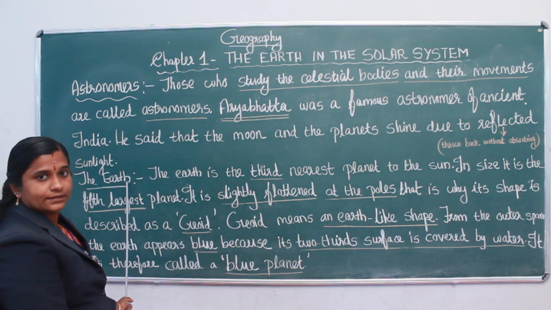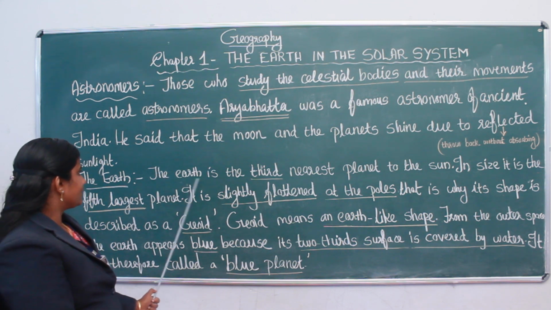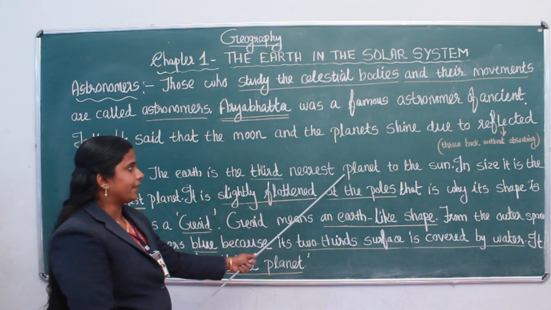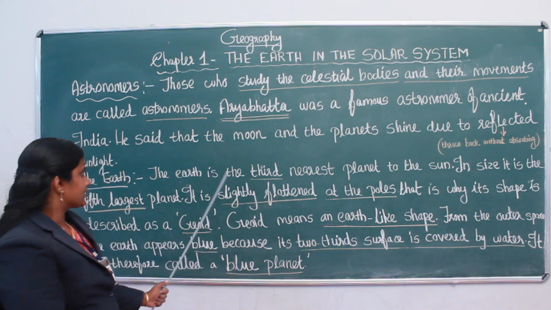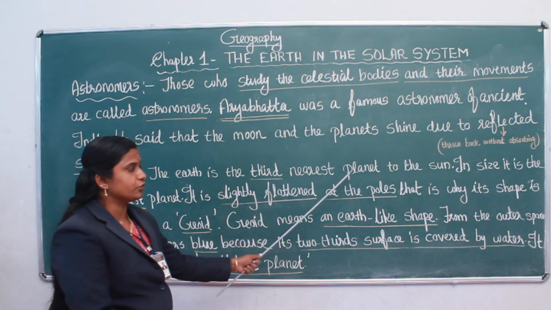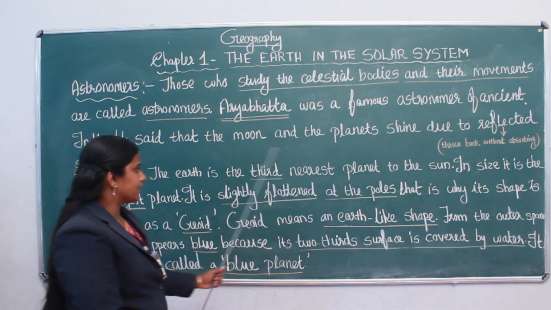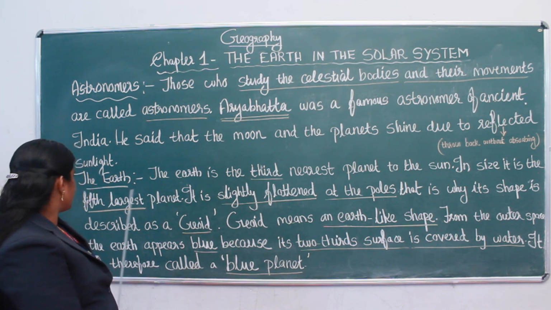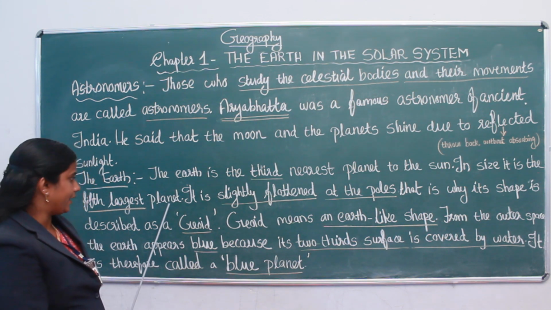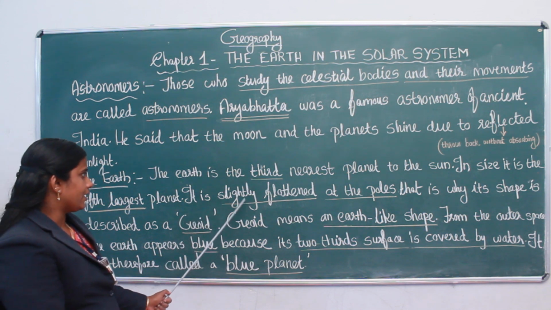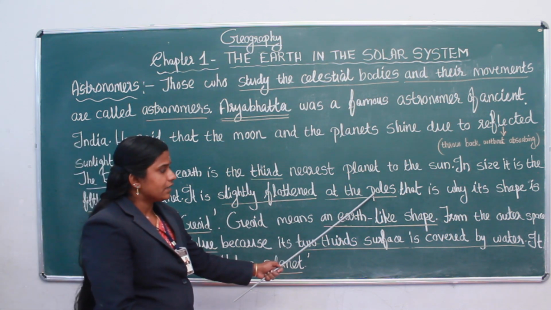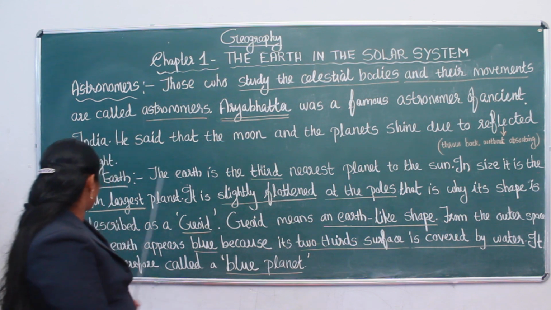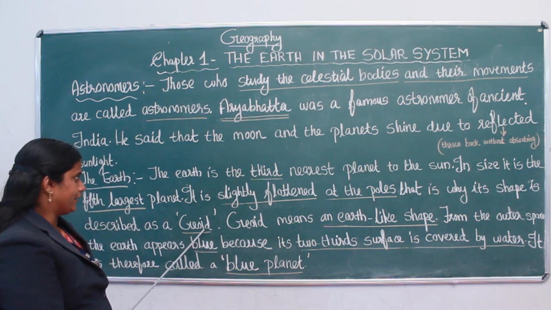Next is the Earth. The Earth is the third nearest planet to the Sun. In size, it is the fifth largest planet. It is slightly flattened at the poles. That is why its shape is described as a geoid.